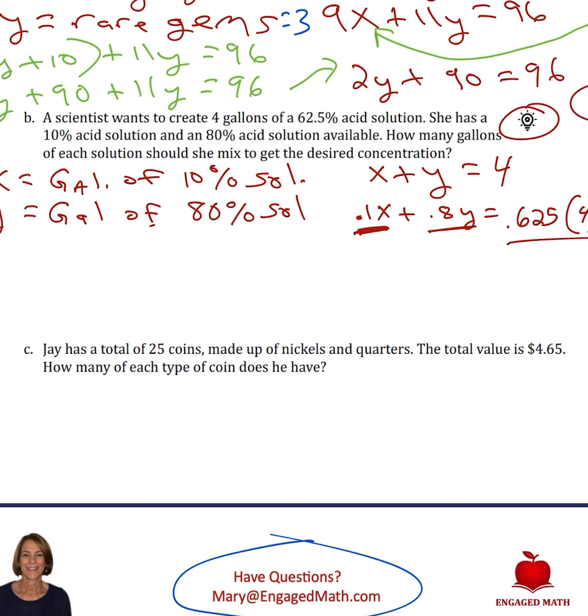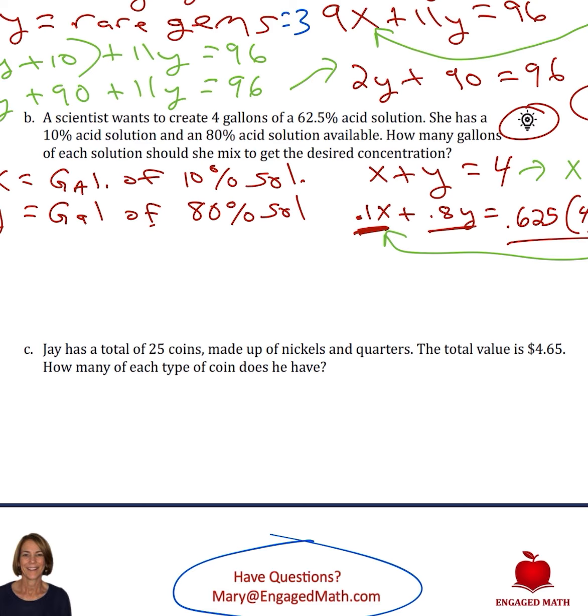All right, time for substitution. So I'm going to rewrite this equation again. I'm going to write it as x equals negative y plus 4. This is why your calculator will be handy. We're going to replace this negative y plus 4, and substitute it in for that x.